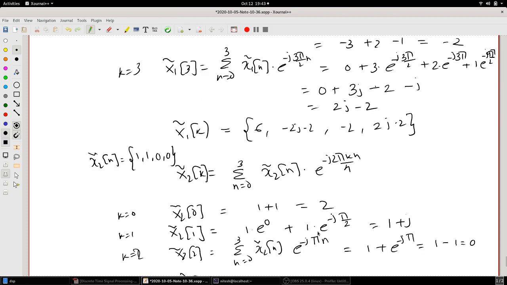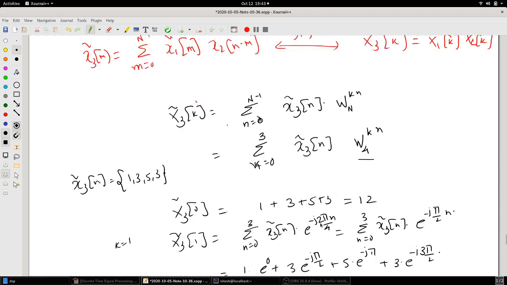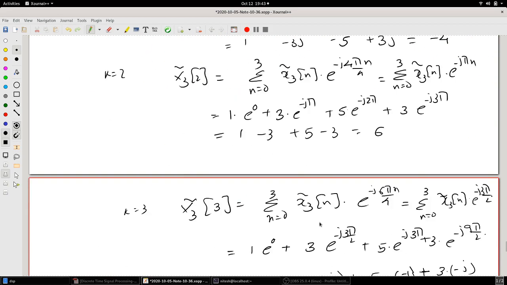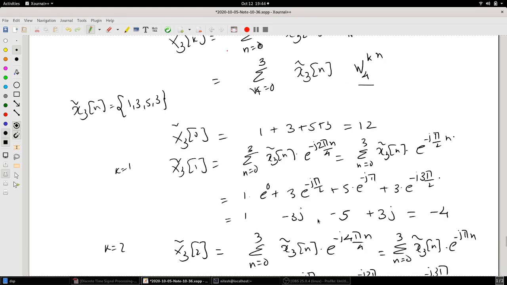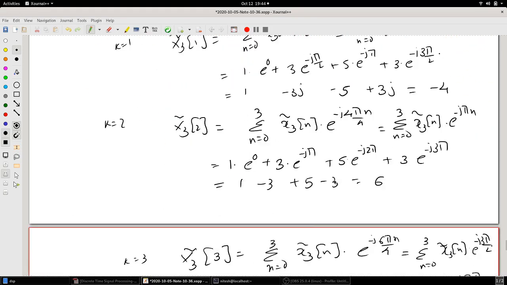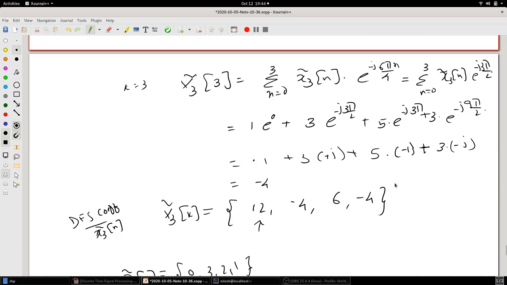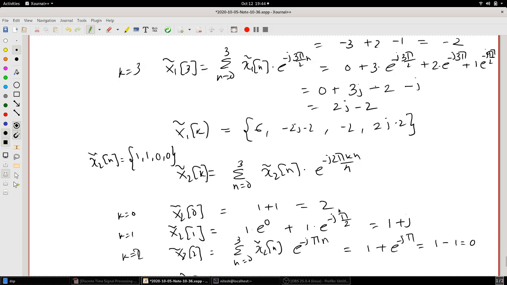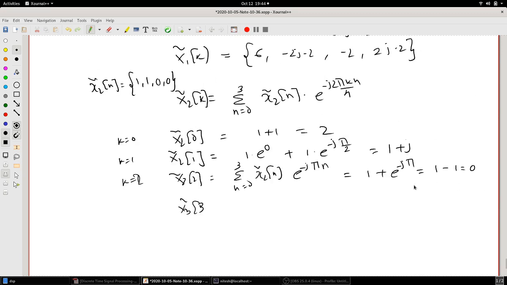So let me just check whether I made a mistake here in this x1 tilde of k. When I found out x3 tilde of k, yeah, so this is 1 minus 3 minus 2 plus 5 is 3, and this 3 minus 3 is 0, right? So this is a 0, sorry, this is a mistake, a typo there. So this is a 0 here. Okay, yeah, so just one correction here.